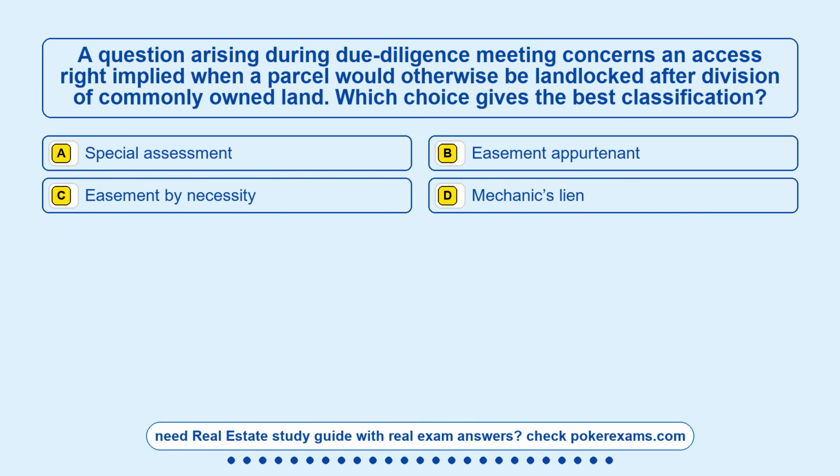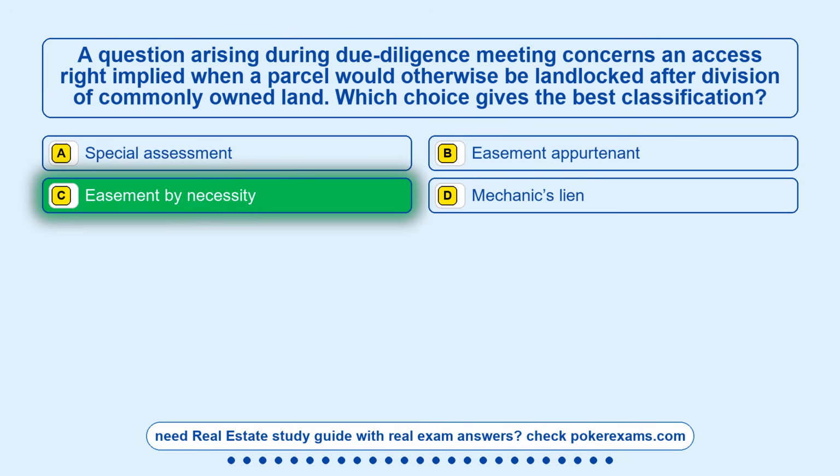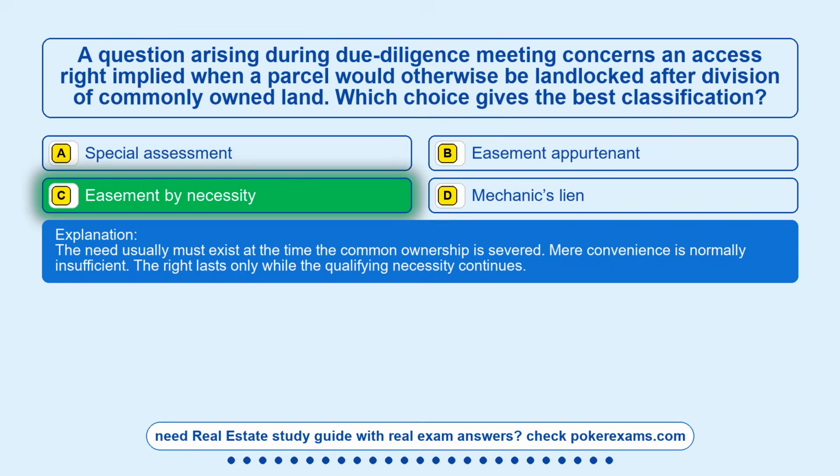Question 22. A question arising during a due diligence meeting concerns an access right implied when a parcel would otherwise be landlocked after division of commonly owned land. Which choice gives the best classification? Option A, special assessment. Option B, easement appurtenant. Option C, easement by necessity. Option D, mechanic's lien. The correct answer is option C, easement by necessity. The need usually must exist at the time the common ownership is severed. Mere convenience is normally insufficient. The right lasts only while the qualifying necessity continues.